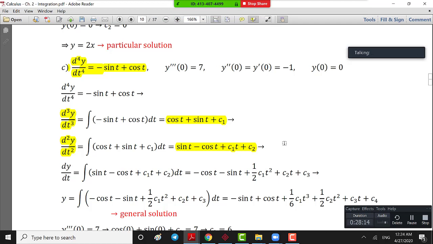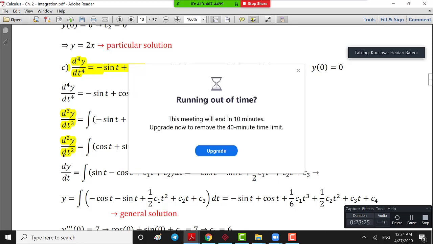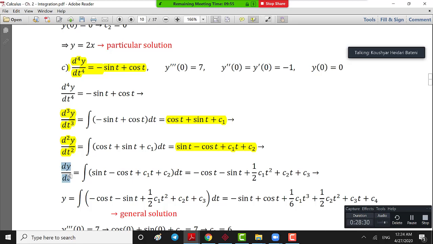Right? There's still work to do. We have to take the integration again. The integration of the left-hand side of this is going to become dy over dt. The integration of the right-hand side of this is going to become minus cosine minus sine plus what? The integration of c1t is 1 over 2 c1t to the 2 plus c2t plus c3, right?